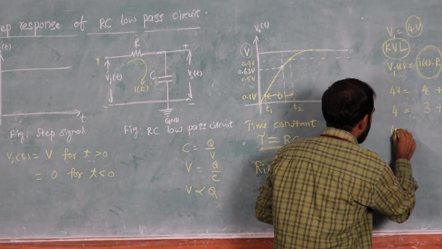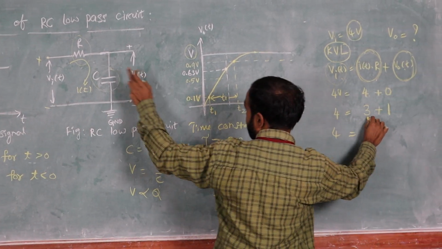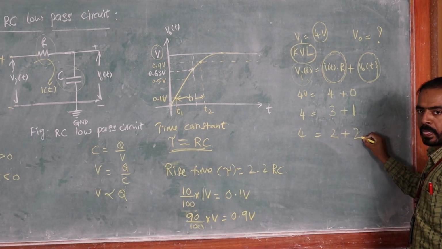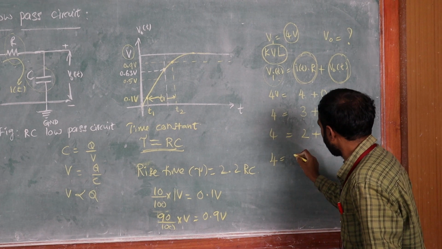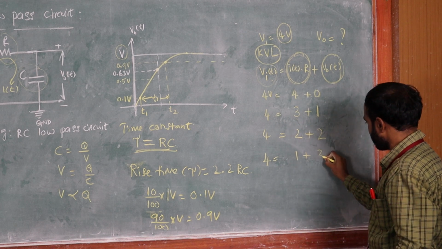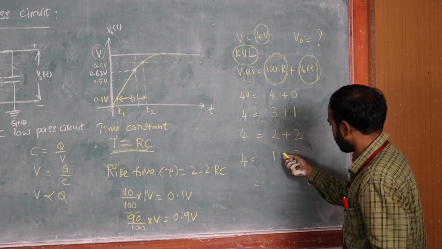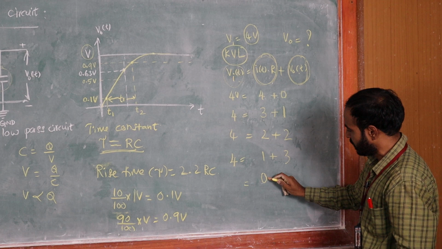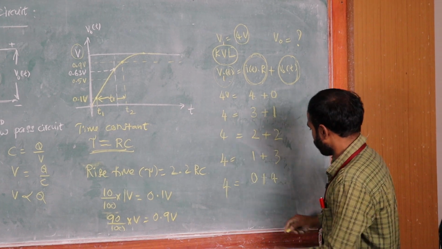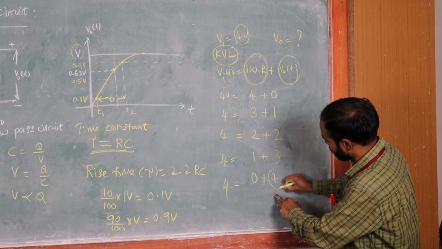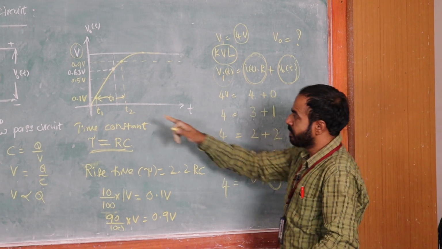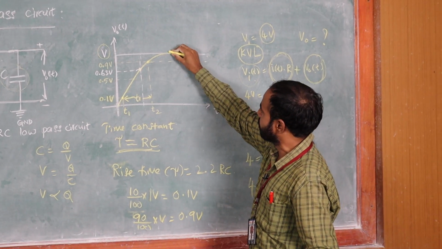At another instant, if the voltage across the resistor is 2, the voltage across the capacitor is 2. At another instant, the voltage across the resistor is 1, the voltage across the capacitor is 3. At another instant, if the voltage across the resistor is 0, the voltage across the capacitor is 4. Here, this is the voltage across the capacitor, equal to the input signal. After some time, it reaches the final value.